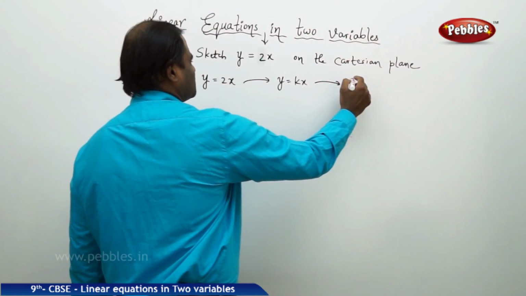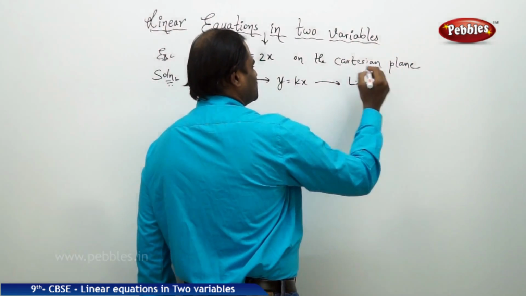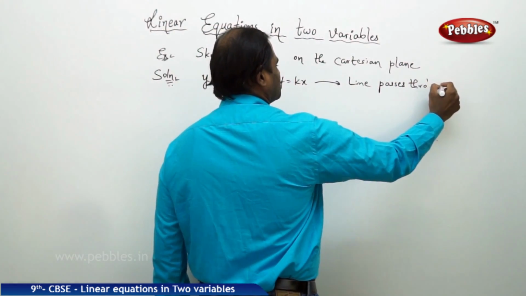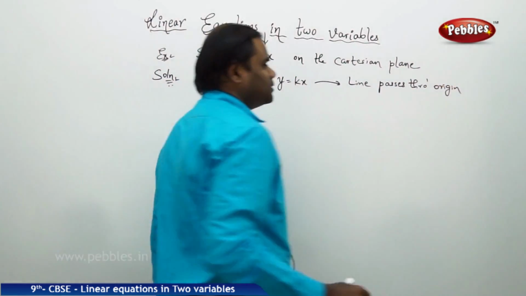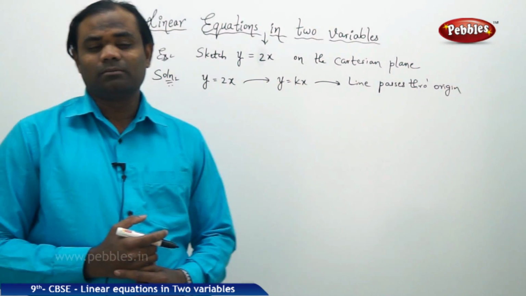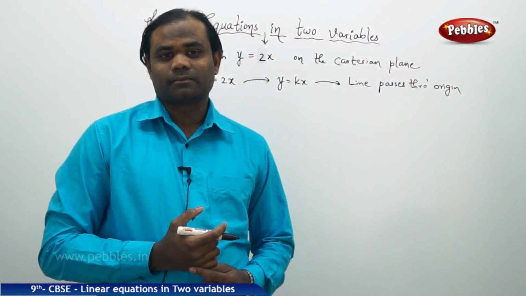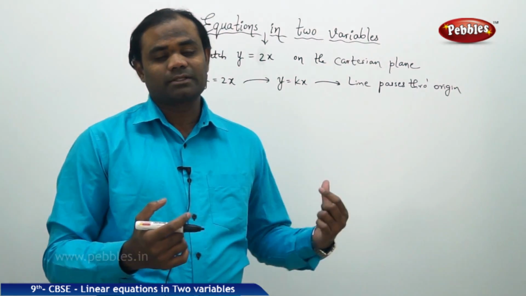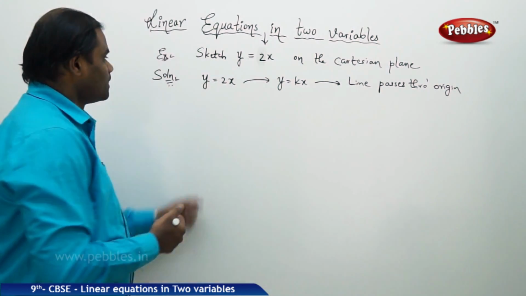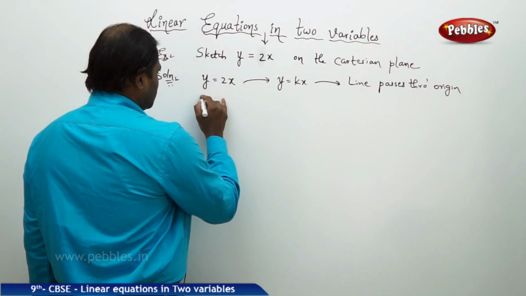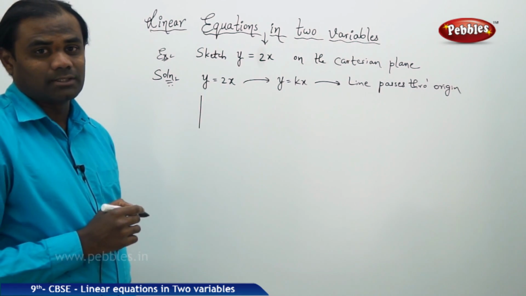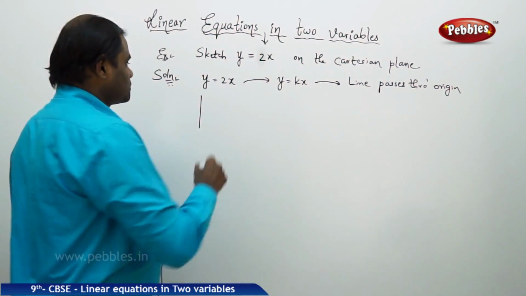So this line passes through the origin, is how I understand the concept of the given example problem y equals 2x, a linear equation in two variables x and y without the constant, as a special case. Now, in order to sketch this, the first thing I take is the table of values.